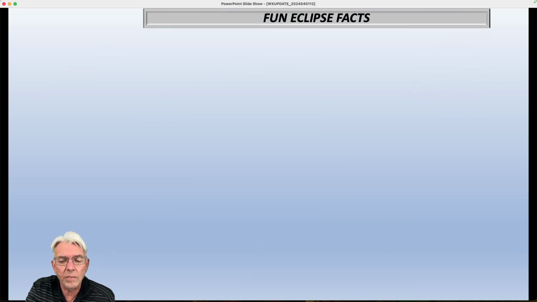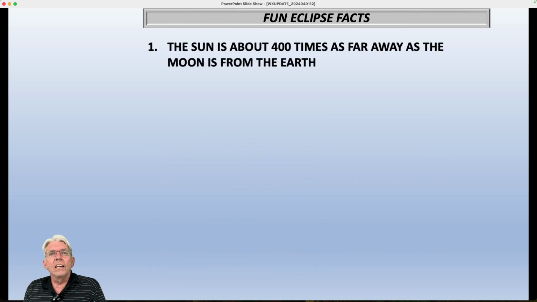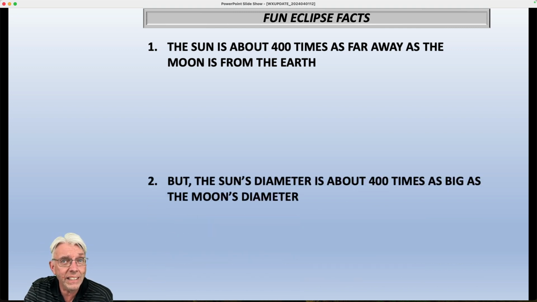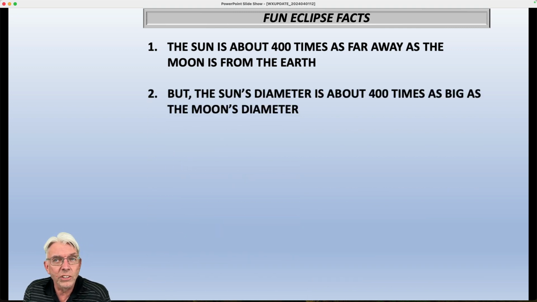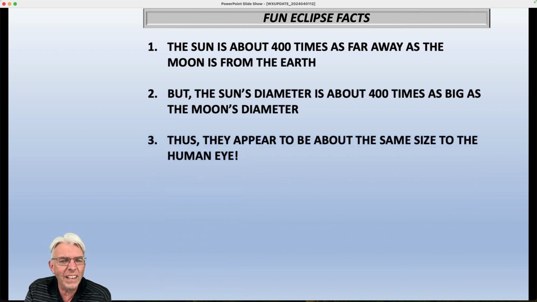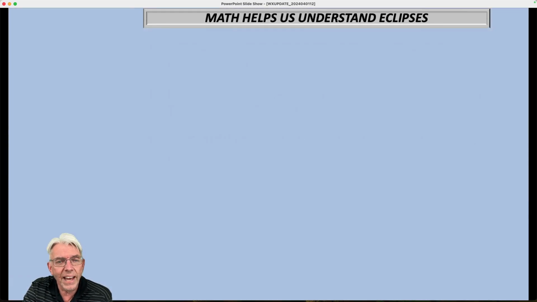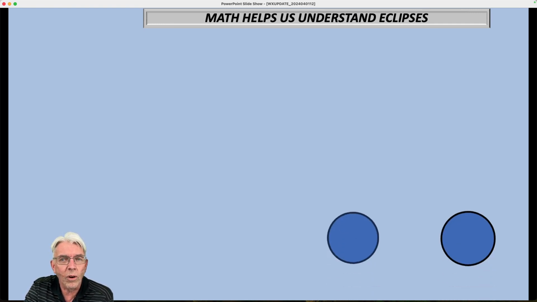So some fun eclipse facts, if you will. The sun is about 400 times as far away from the Earth as the moon is, okay? But conveniently, the sun's diameter is about 400 times as large as the moon's diameter. So the bottom line is they end up appearing to be about the same size in the sky to the human eye. Now, math, as you might expect, helps us to understand a little bit more about eclipses.